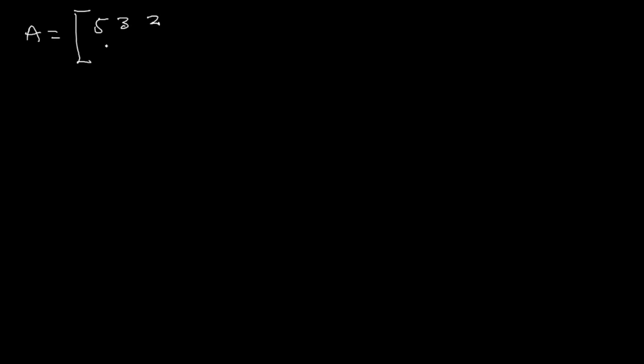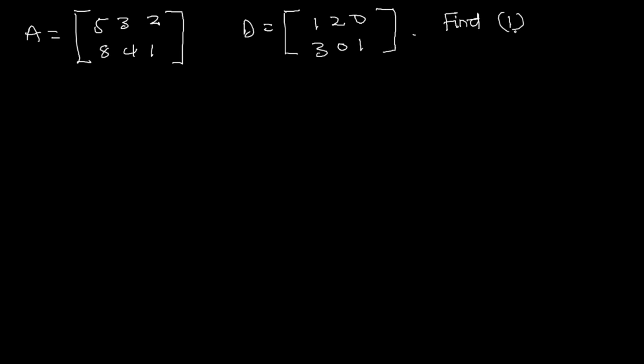Then we have 8, 4, 1. Then we have matrix D is equal to 1, 2, 0, then 3, 0, 1. So we have to find A minus D and D minus A, and then see whether subtraction is commutative. So let's write down our solution.